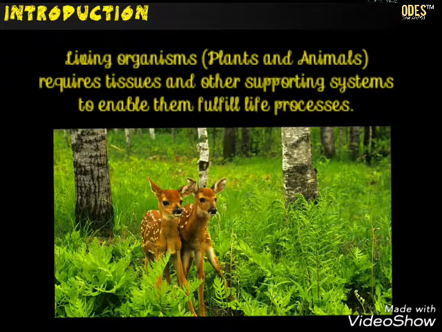Introduction. Living organisms, including plants and animals, need tissues and other supporting systems to enable them carry out life processes such as movement, respiration, reproduction, feeding, and so on. Also, many multicellular organisms, especially plants and animals, need to support their bodies in some ways to enable them to maintain their shape.